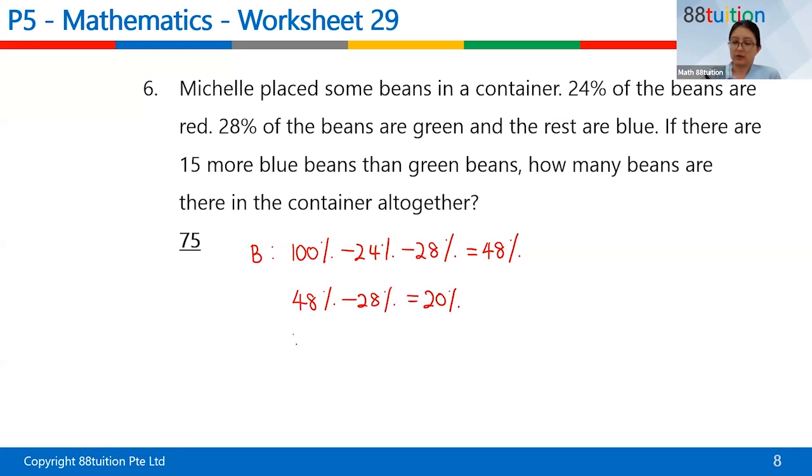Okay. So now we know 20% is actually 15. Instead of finding 1%, what I did is I just directly multiply by 5, because 20 times 5 gives you 100. Of course, it's not wrong if you find 1%. It's up to you. This is the difference, right?